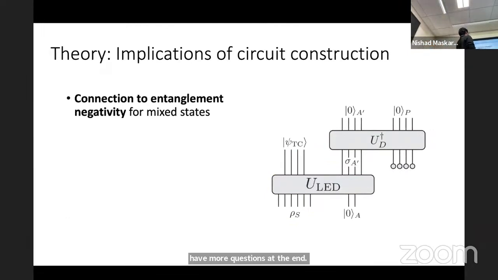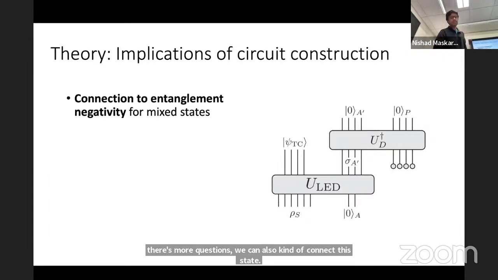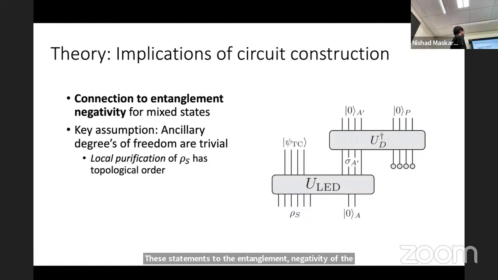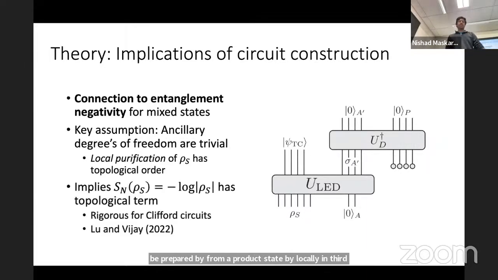We can also connect these statements to the entanglement negativity of the input mixed state if we make an additional assumption. In particular, if we can show that these ancillary degrees of freedom that were removed or distilled out are also trivial in the following sense, where they can be prepared from a product state by a local unitary circuit, then we can show that the entanglement negativity has a topological term. In particular, we can show this in the case where these unitaries are Clifford circuits, because when they're Clifford circuits, it's much easier to compute things. The key is that this here is a stabilizer state, and if they're Clifford circuits, then this here is also a stabilizer state with some degrees of freedom traced out. So in that setting, at least, we can show that if you have LED flowing to 1, then this implies the input state also has entanglement negativity.